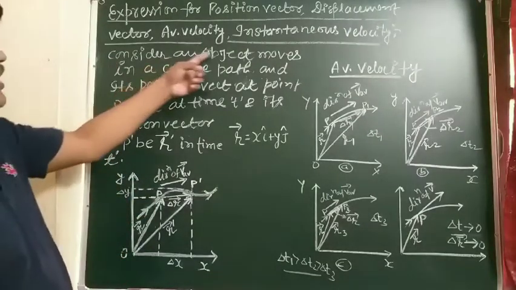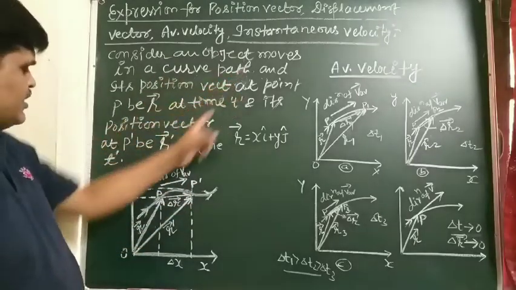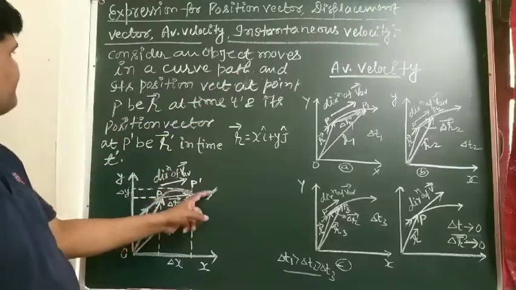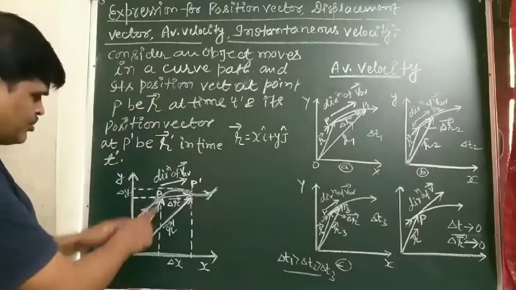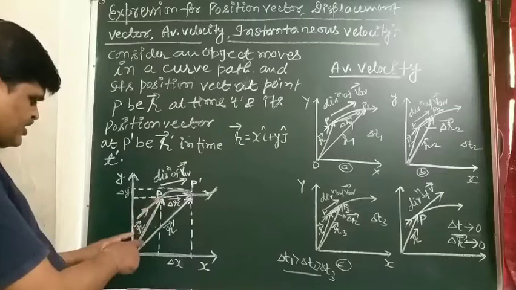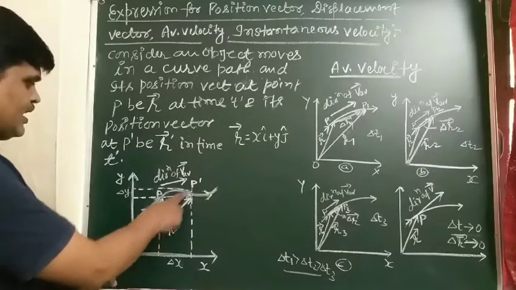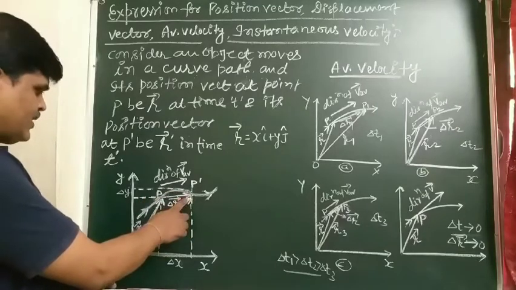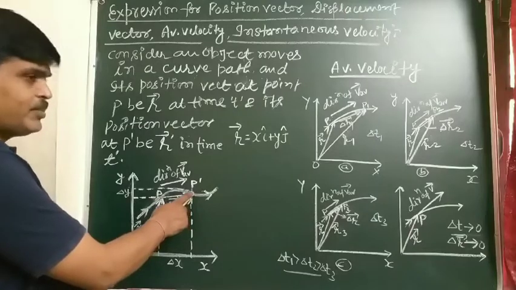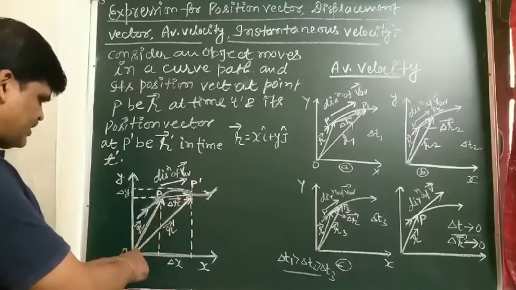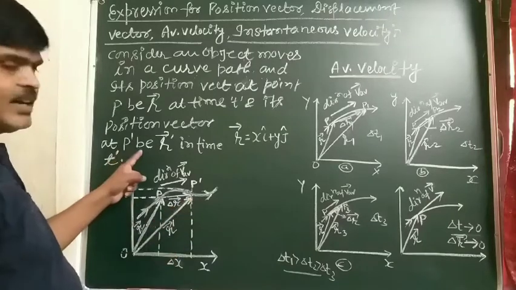So consider an object moving in a curved path, which is shown by this curved line. When the object is at a point P, its position vector from the origin is vector r at time t. And when the object reaches point P dash, its position vector from the reference origin is vector r dash at time t dash.